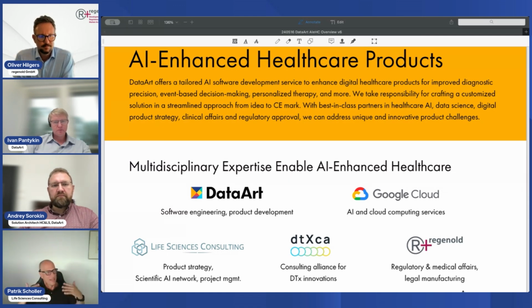And then it's the Digital Consulting Alliance. We're adding a lot of clinical affairs and in-depth legal know-how in regards to reimbursement and more. And for sure Reginald, represented today by Oliver, the Masters of Regulatory and Legal Manufacturing. This is basically what I think is needed to develop projects from an idea all the way to a market launch, product launch. Thank you, Patrick.